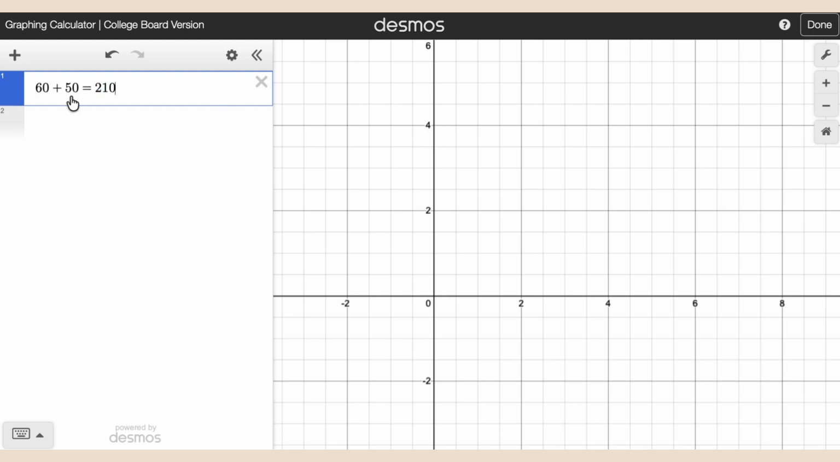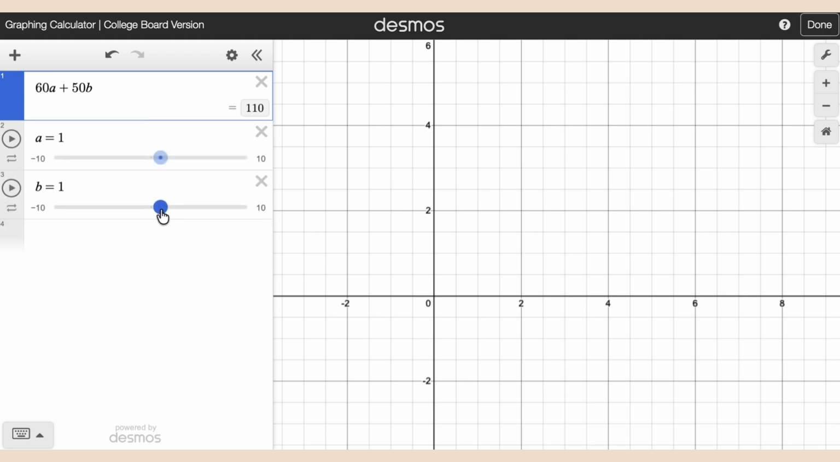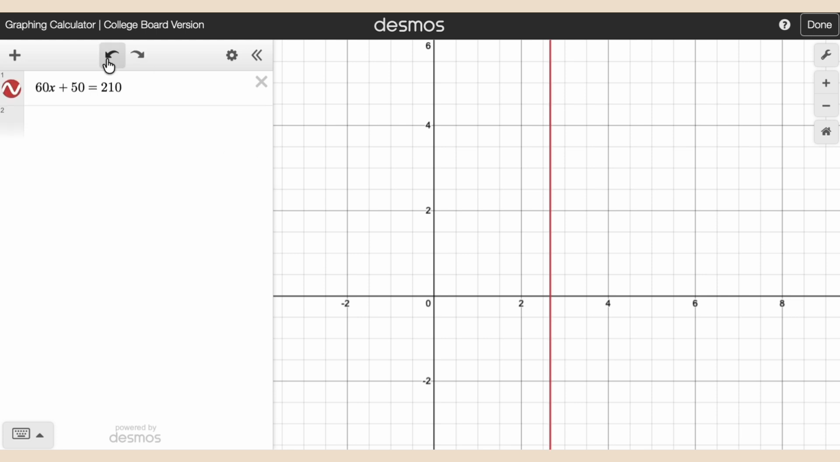Another way to do this is just use Desmos as a calculator. This I'm just going to show you real quick. Okay, so we know a is 1, and I'm going to slide the slider here until I get 210. Okay, there you go. However, now I'm going to show you the second way to do this.